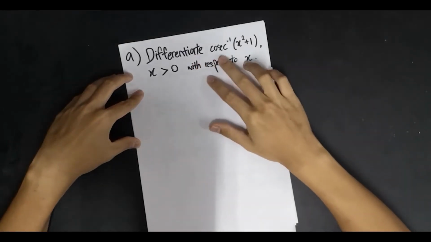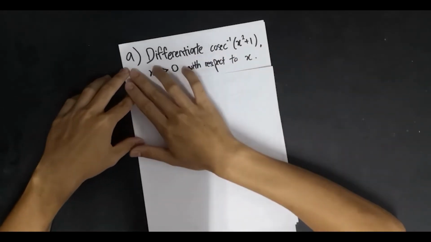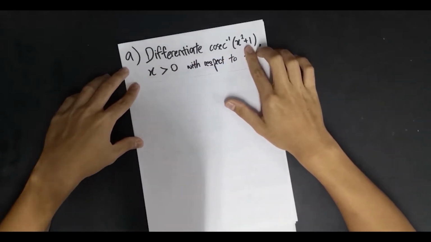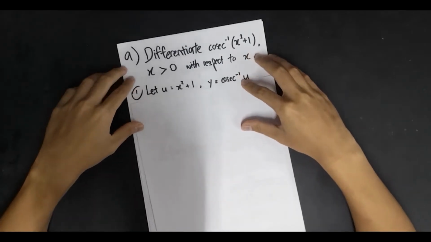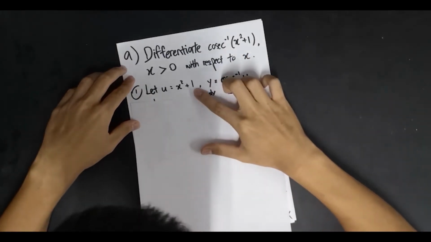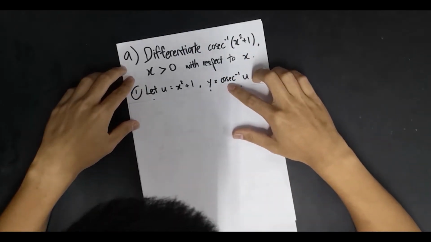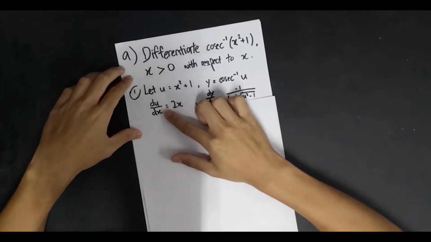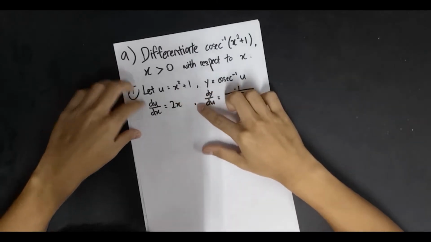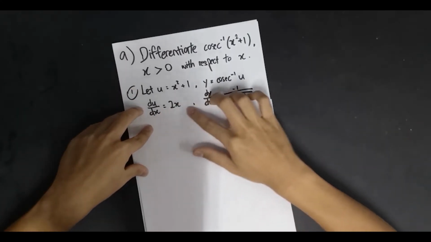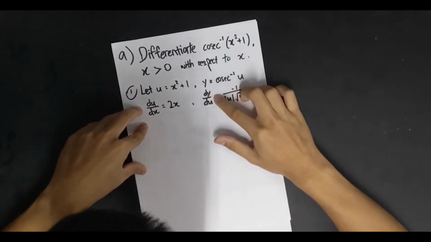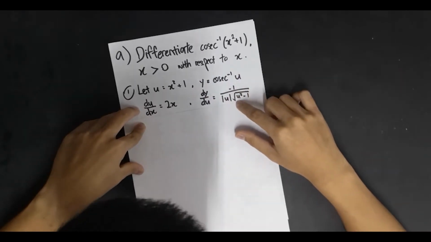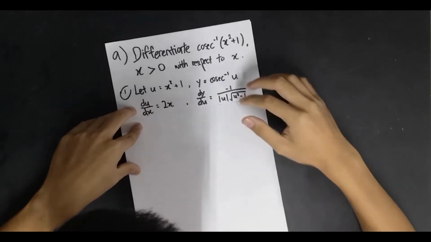Now this is an example from chapter 5. A. Differentiate arc cosecant of x squared plus 1 with respect to x. Step 1. Let u equal to x squared plus 1, y equal to arc cosecant u. Differentiate: du over dx equals 2x, and dy over du equals minus 1 over modulus u square root of u squared minus 1, from the formula.